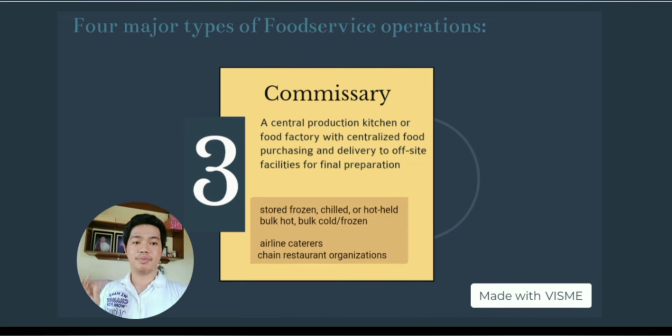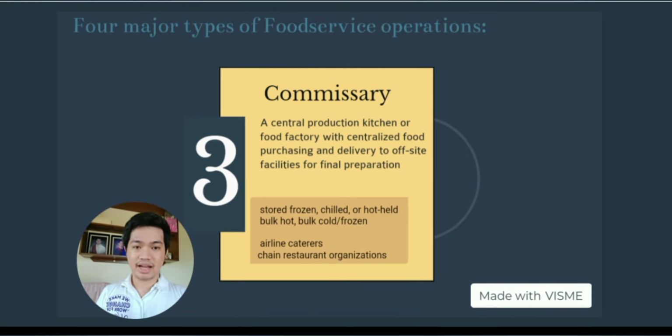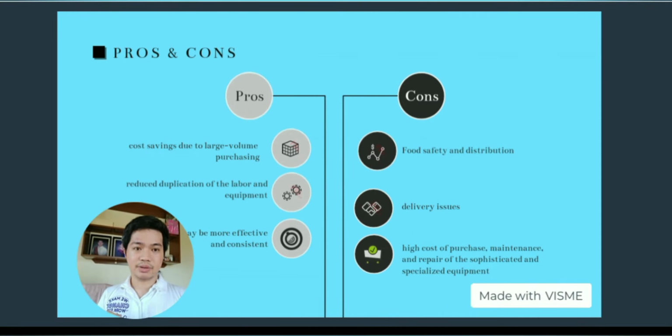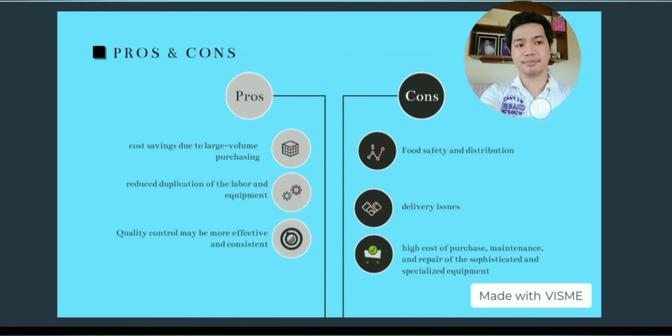For example, yung pinagtrabahuhan ko before. So, we have commissary in Calamba. Ngayon kasi nasa Calamba na. So, lahat ng orders ng buong Luzon sa kanila nang gagaling. So, doon sa plantang yon, as in libo-libong mga food items yung nagagawa, then sa kanila i-deliver sa mga satellite stores. Okay? So, let's take a look on the pros and cons of commissary.